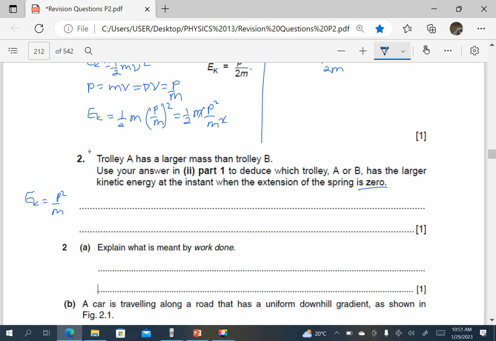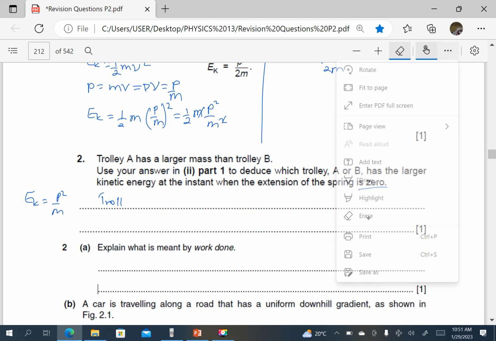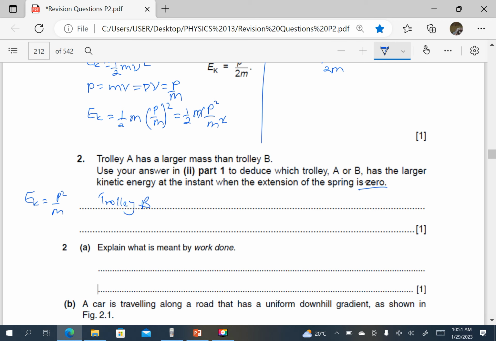So trolley B has larger kinetic energy. Reason: momentum is the same, because momentum P is the same, but B has a smaller mass.